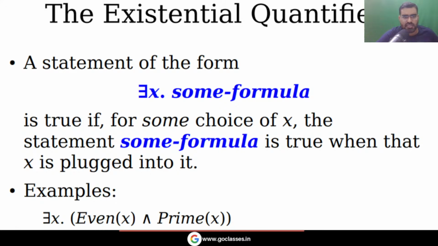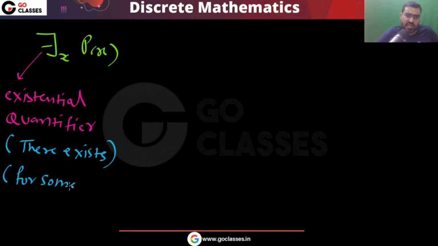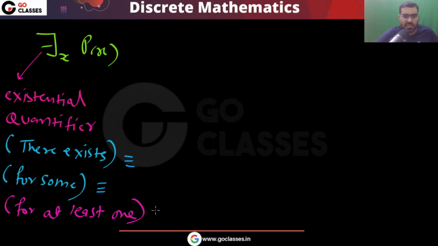Now let's see the next quantifier, the existential quantifier. It says there exists x px. The name of this symbol is the existential quantifier, and you can read it as there exists, or for some, or for at least one. All these things are the same. Please understand, you can read it like this.